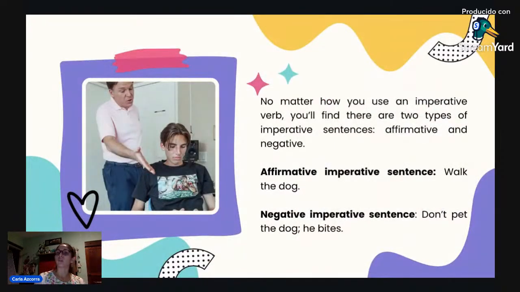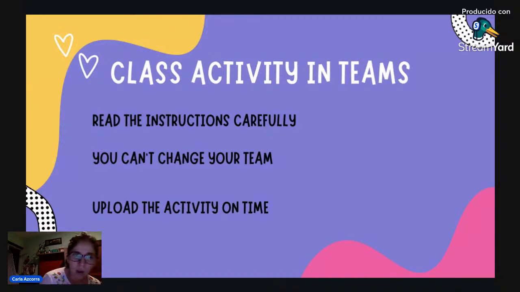No matter how you use an imperative verb, you will find there are 2 types of imperative sentences, affirmative and negative. For example, walk the dog. This is an affirmative sentence. Don't pet the dog. He bites. This is a negative imperative sentence. So look at how we use don't with the imperative. Para negar.